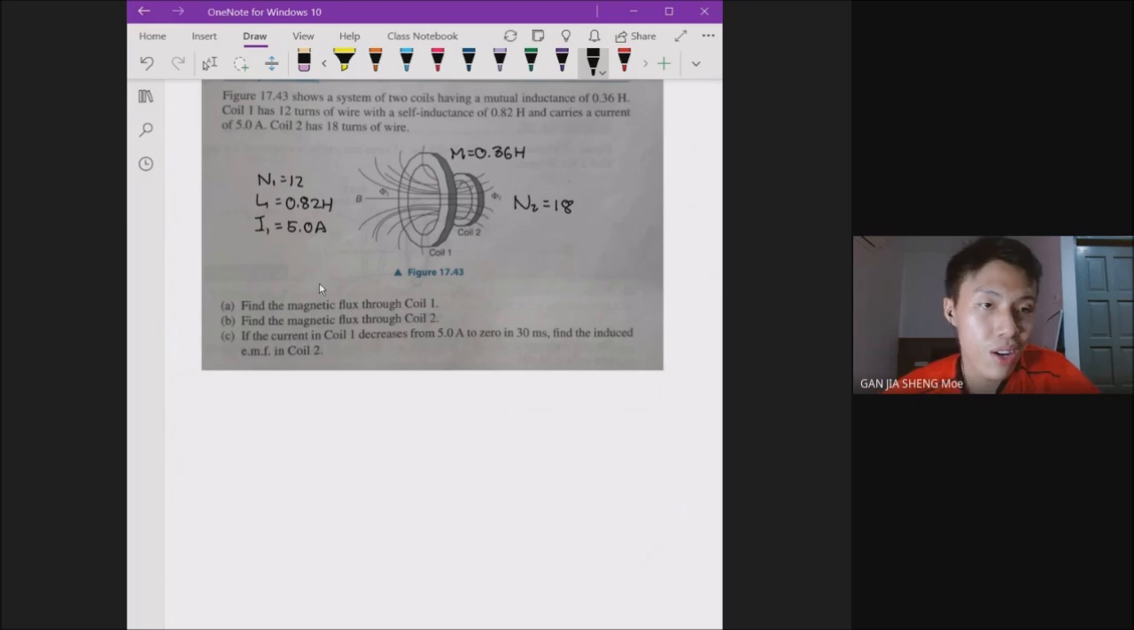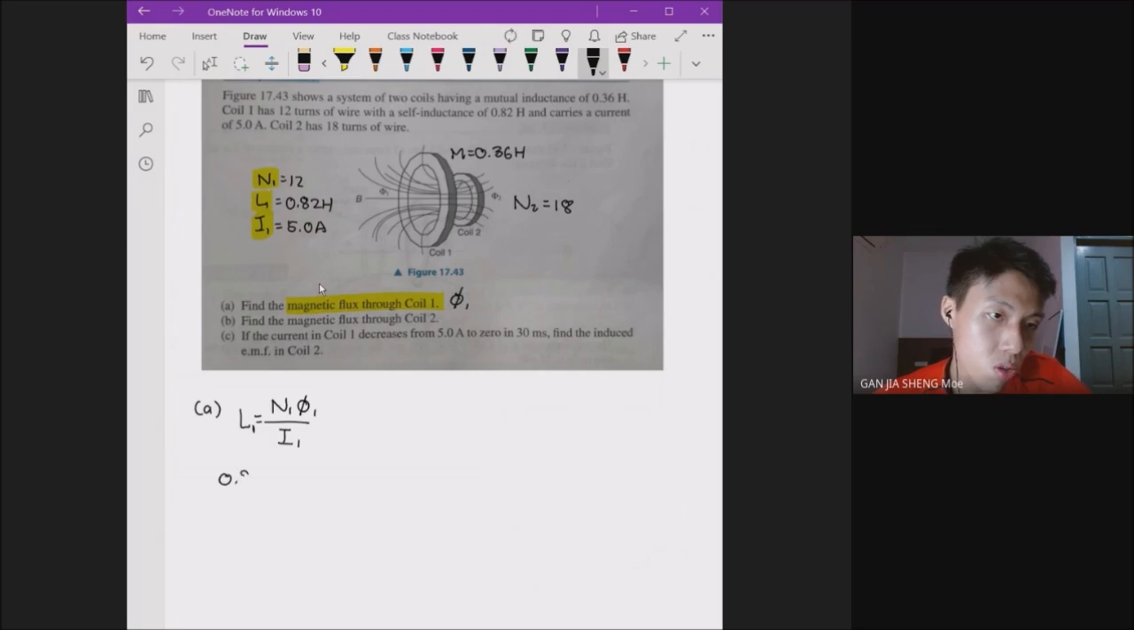Okay, so now they ask you to find the magnetic flux through coil 1. So this one is asking for phi 1. Well, they tell the self-inductance over here. So you know that self-inductance is related to the number of turns and the current using L equals N1 phi 1 over I1. Okay, this one is L1. So this is how you do question A.